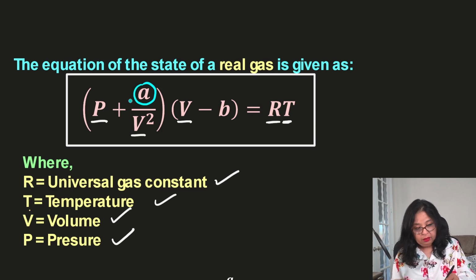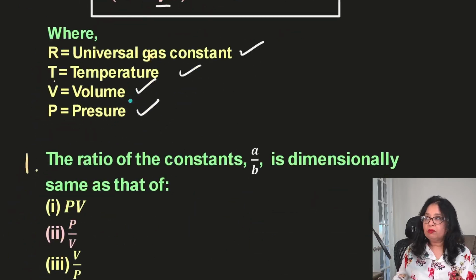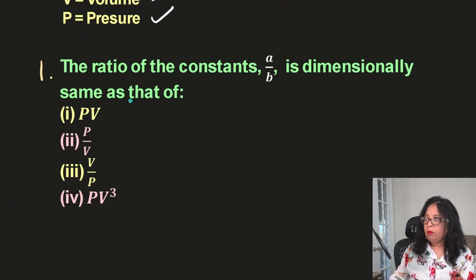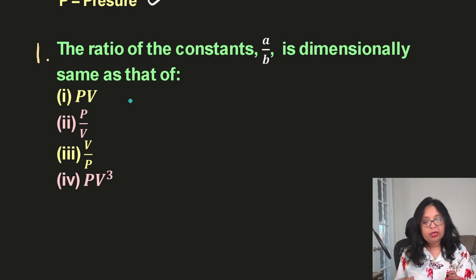But that is not it. We have this A here and this B. A and B, these are two constants that have dimensions. So the first problem is based exactly on the same thing. It says that the ratio of the constants A over B is dimensionally the same as that of PV, P over V, V over P, or P times V cubed.